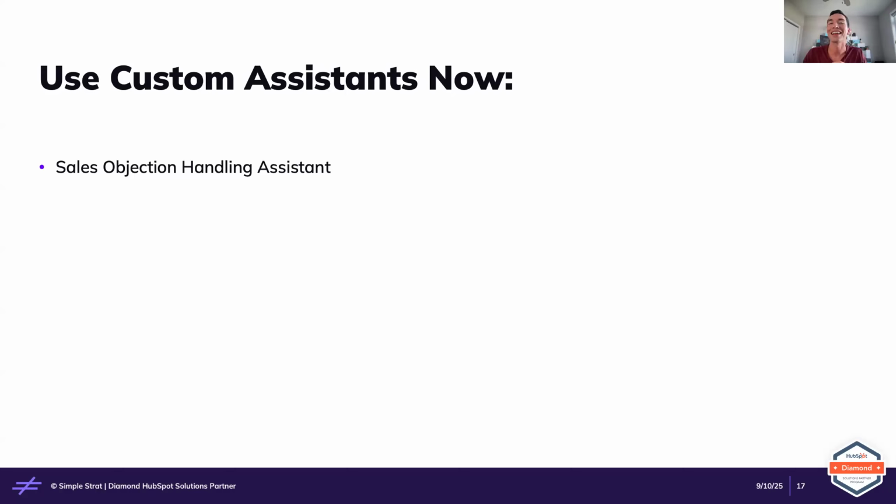Sales objection handling assistant. So if your salespeople are commonly getting a few objections, and you've got pretty good ways to overcome those objections, you could load that into a sales objection assistant, and your sales reps could actually chat, get live guidance for specific objections while they're on a call right inside of HubSpot.